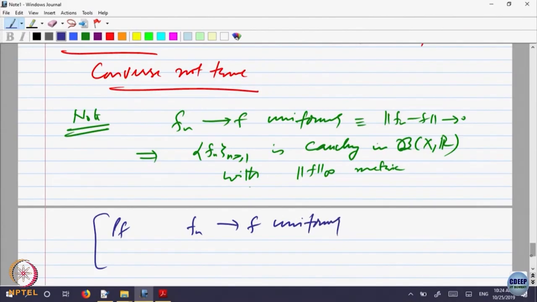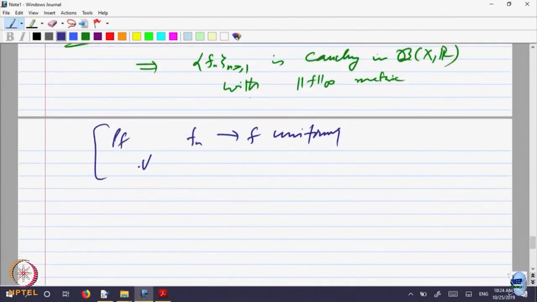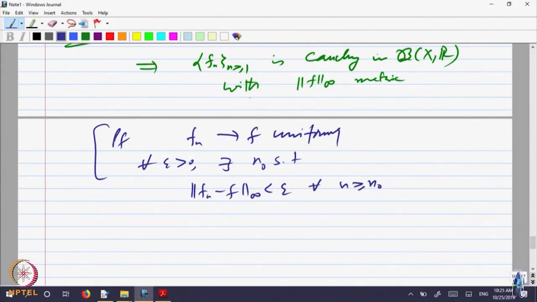So, that is the same as saying: for every epsilon bigger than 0, there is a stage n naught such that norm of f_n minus f is less than epsilon for every n bigger than n naught, right? So, that implies for every n and m bigger than or equal to n naught, let us look at the norm of f_n minus f_m.